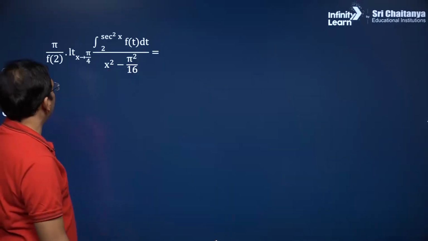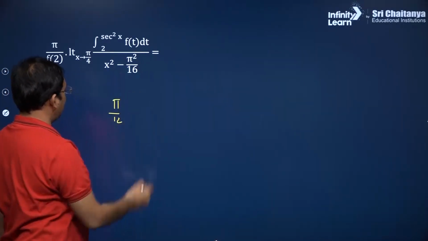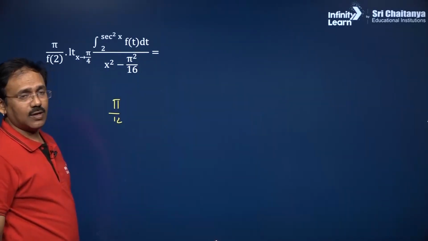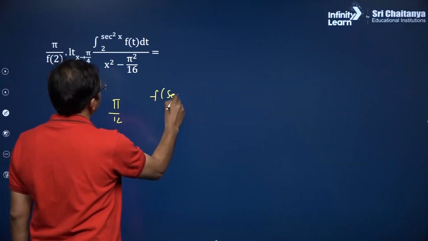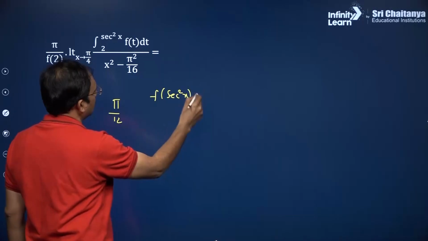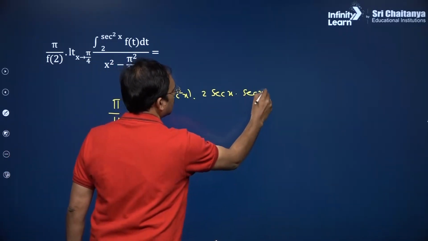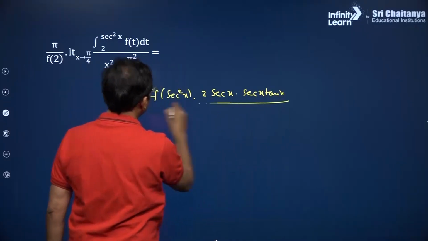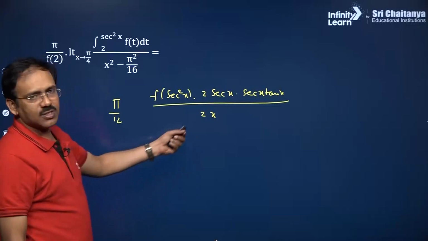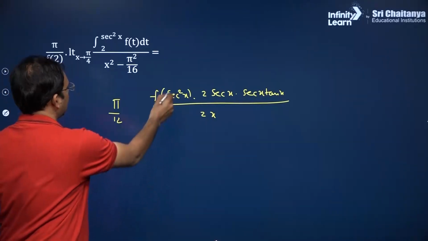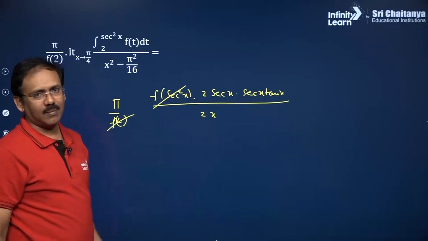Next, my dear friends, you see, the limit is of the form 0 by 0. So by L'Hospital's rule, applying Leibniz formula, f of secant square x into the derivative of secant square x, which is 2 secant x into secant x tan x, over 2x, with the limit extending to pi by 4. You substitute, you will get the answer. This f of 2 and f of 2 get cancelled, nothing to worry about it, you will get a number.